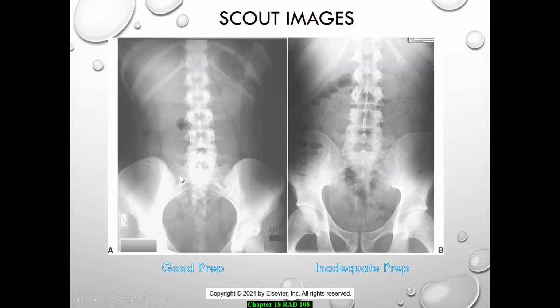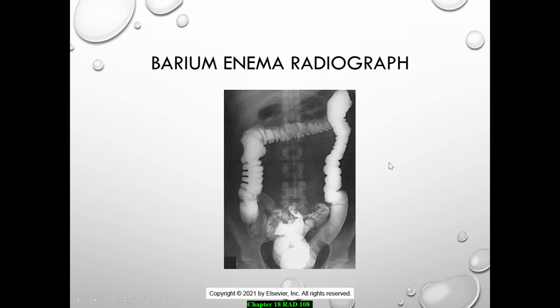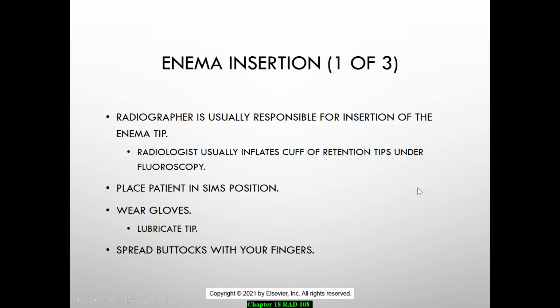So here's what those scout images look like with a good prep. Here's what it looks like with a bad prep. So this one would be good to go. This one we would have to wait for them to prep. And this is what your barium enema is going to look like. So look at how nicely we can see that large intestine all the way through.